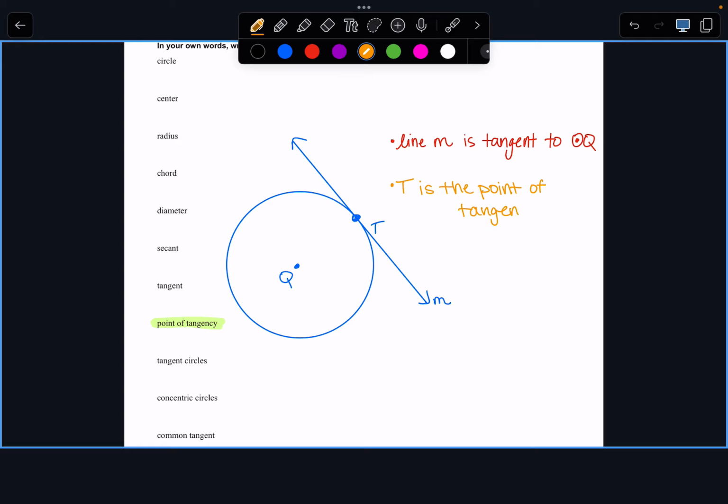Use the point of tangent. Okay, T is what we call the point of tangency, because that's where the line is tangent to the circle. It's our point of tangency. Is that why tangent is so special? It's special. Okay, it says here.